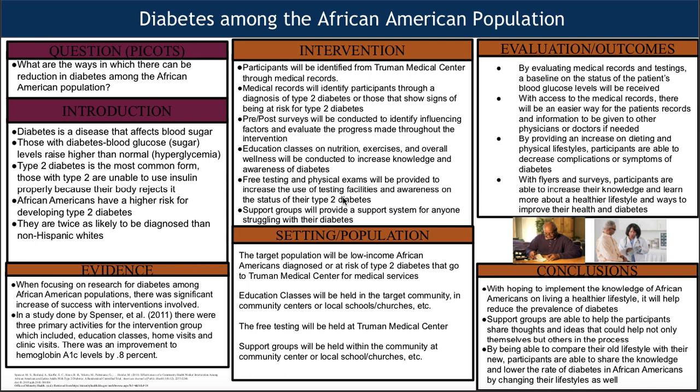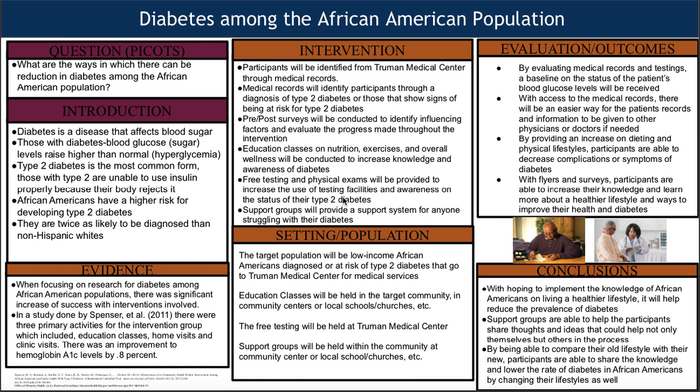The setting and population include low-income African Americans diagnosed or at risk of type 2 diabetes that go to Truman Medical Center for medical services. The education classes will be held in the target community in the community centers or local schools and churches. The free testing will be held at Truman Medical Center, and the support groups will be held within the community at the community center or local schools and churches.